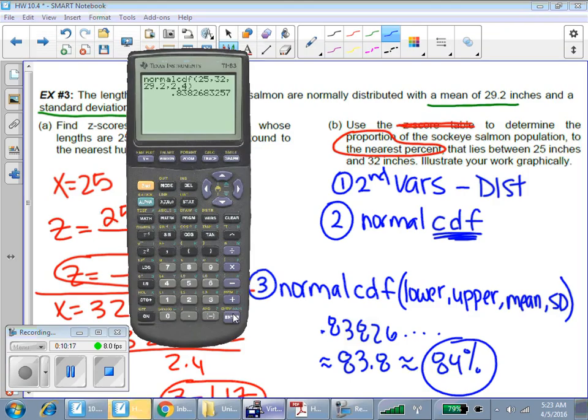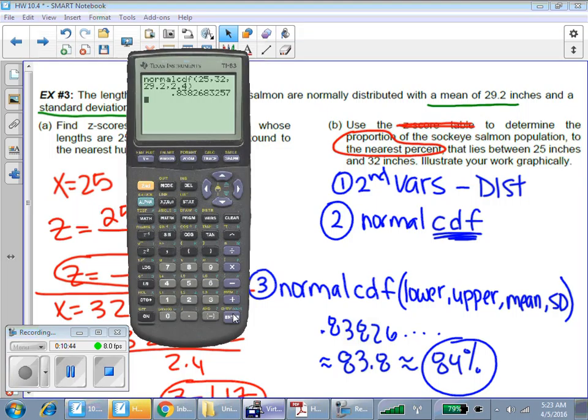Now you might get a different screen. On your screen, it might lay everything out for you. Instead of you having to know what to put in, it might say lower bound, upper bound, mean, standard deviation, and you just have to fill the numbers in rather than remember the order in which it goes. We'll talk about that tomorrow when you use the classroom calculators and see which way to do it.